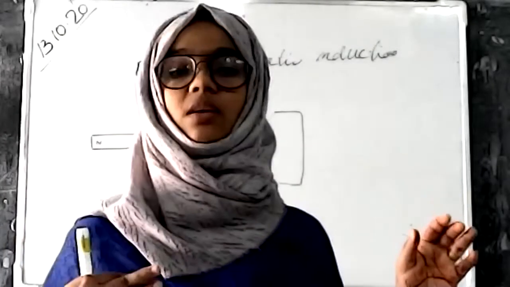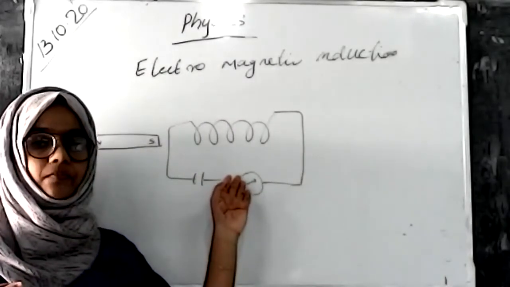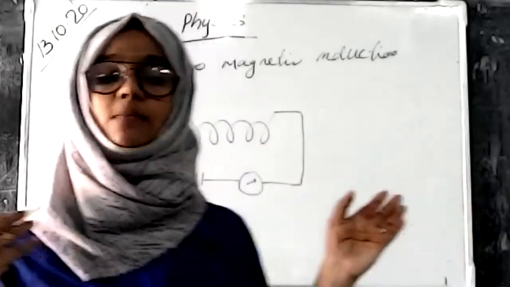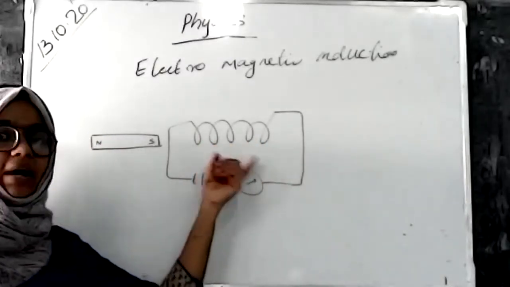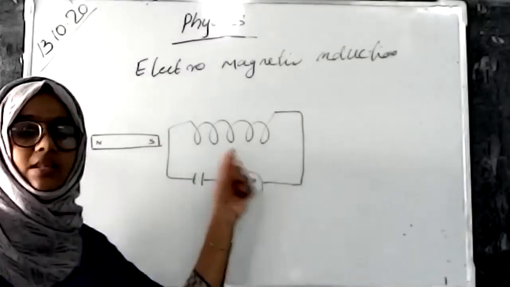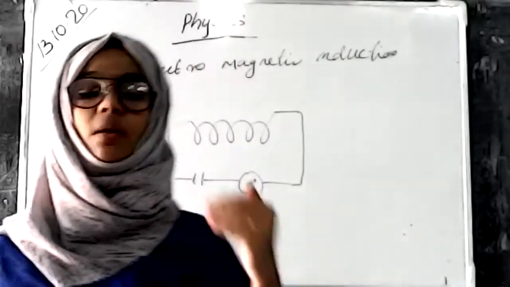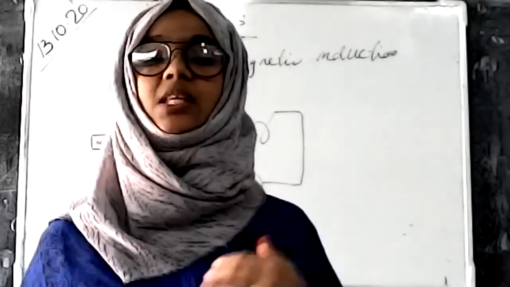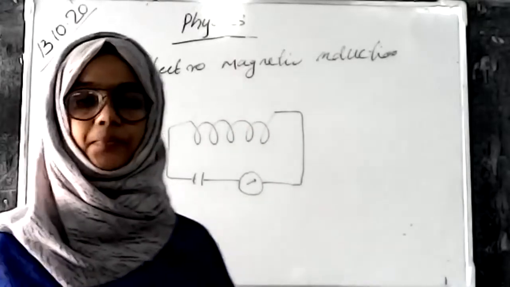When we move a bar magnet into a solenoid, the magnetic flux associated with the solenoid changes. There is already a magnetic flux, but when the bar magnet comes into the solenoid, there is a change of magnetic flux, and that changing magnetic flux makes an induced EMF. This phenomenon is known as electromagnetic induction.